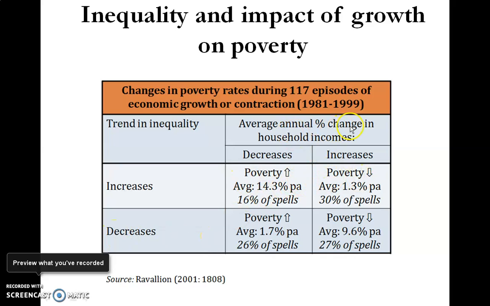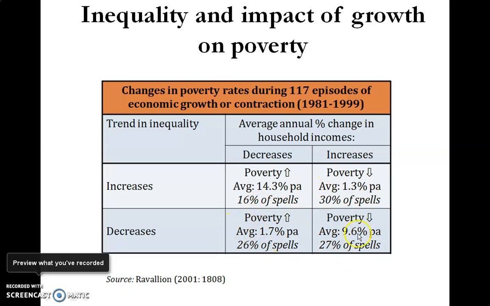If you zoom in on changes in household income and how that influenced poverty when the context was a trend of increasing inequality, as we expect, when household income decreased there was an increase in poverty, and when household income increased there was a decrease in poverty. He also notes how often that occurred: 30% of the time when income increased and 16% of the time when income decreased.